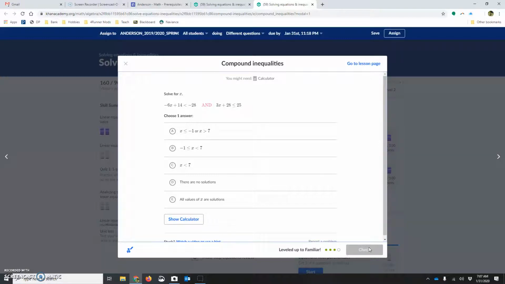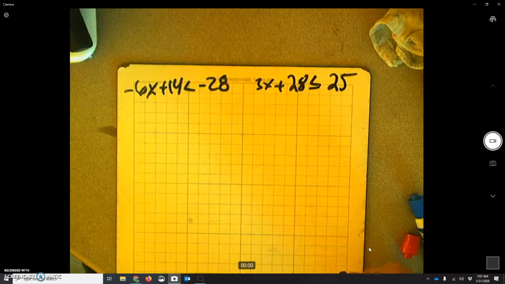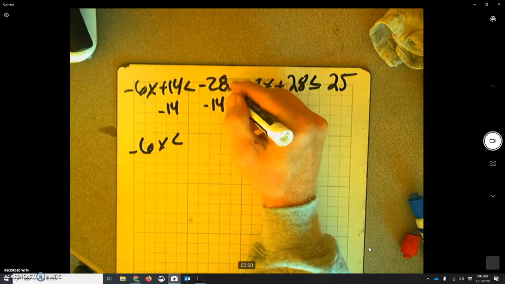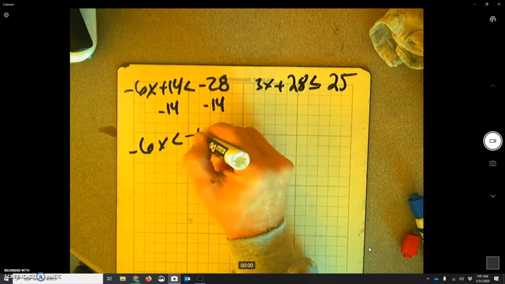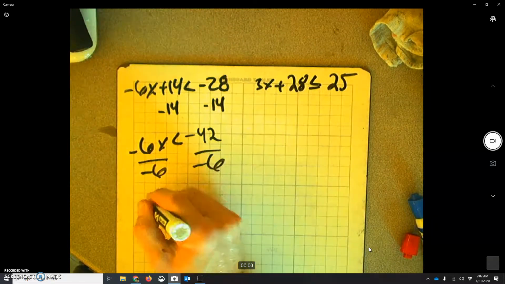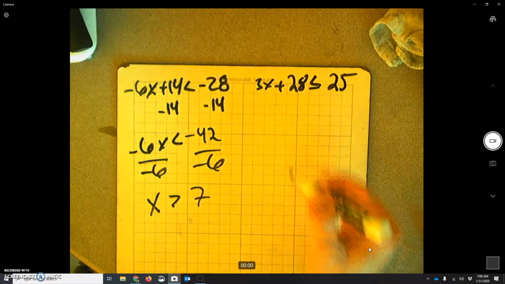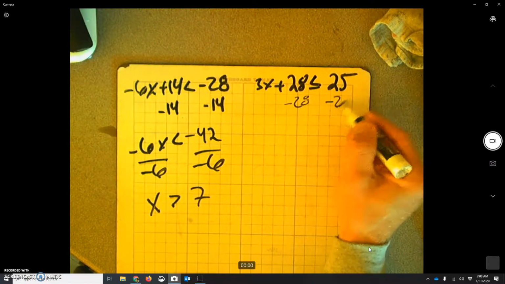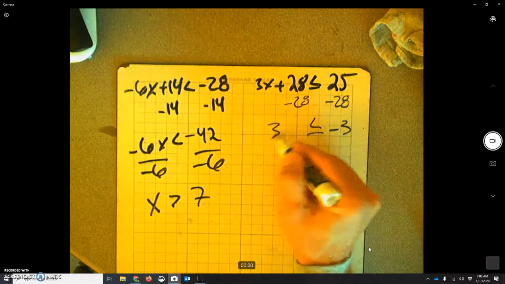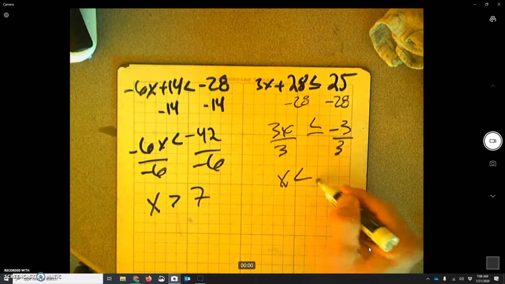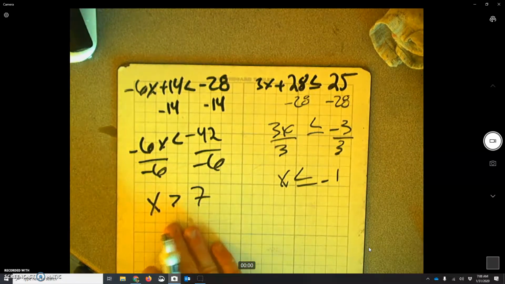-6x plus 14 less than -28. 3x plus 28 less than 25. Okay, subtract 14 from both sides. So -6x less than, what do we get here? -42. Divide by -6. We get x is, we're dividing by a negative sign, so we have to change our sign. And then this is 7. This side we're subtracting 28. So we get -3. Divide by 3. We get x less than or equal to -1. So x is greater than 7. X is less than or equal to -1.